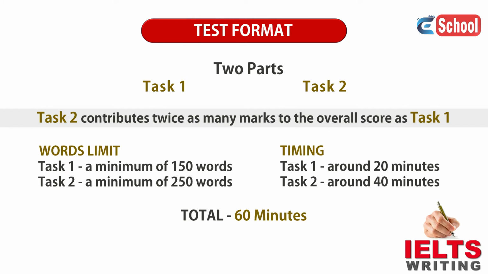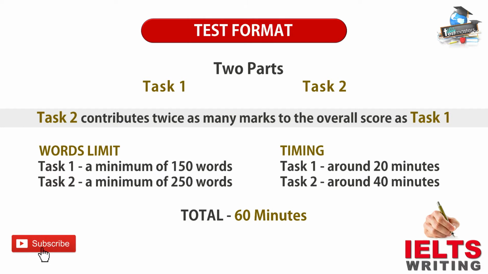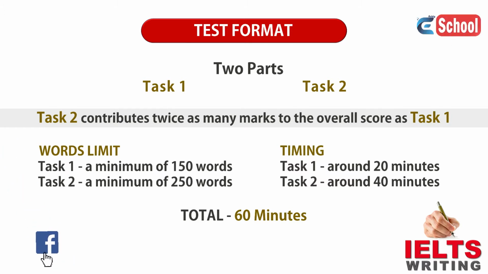The writing test has two parts, Task 1 and Task 2. Task 2 contributes twice as many marks to the overall score as Task 1. For Task 1, you must write a minimum of 150 words, and for Task 2, the minimum word count is 250 words. Task 1 should take you around 20 minutes and Task 2 around 40 minutes, making a total test time of 60 minutes.